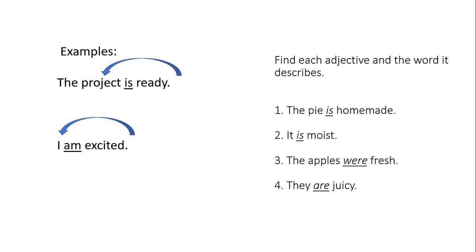The pie is homemade. Find the adjective. Can you see it? Awesome. Homemade is describing pie. That arrow should actually be pointing a bit more to the left so you guys understand the concept. Number two, it is moist. We identify the adjective. What word is describing? Moist. And it is describing it, which is the subject.